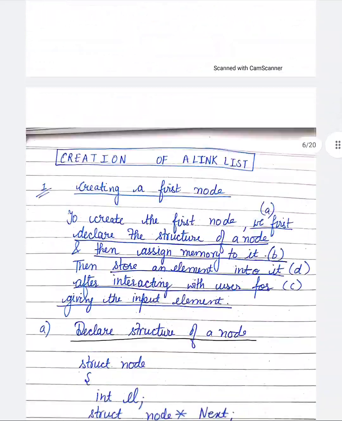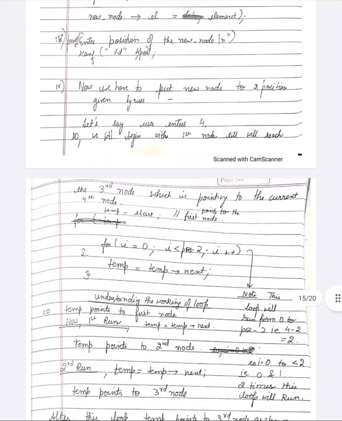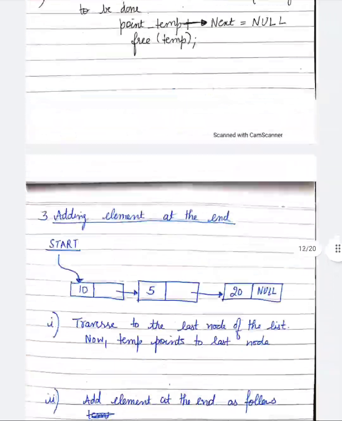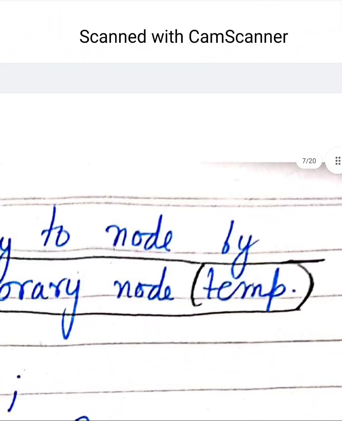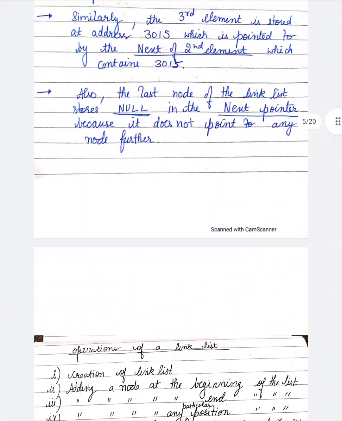Then we have double linked list also. The double linked list would include different types of nodes that we would do further, and there are different operations for the linked list. These operations are all shown here, so we will discuss them one by one.